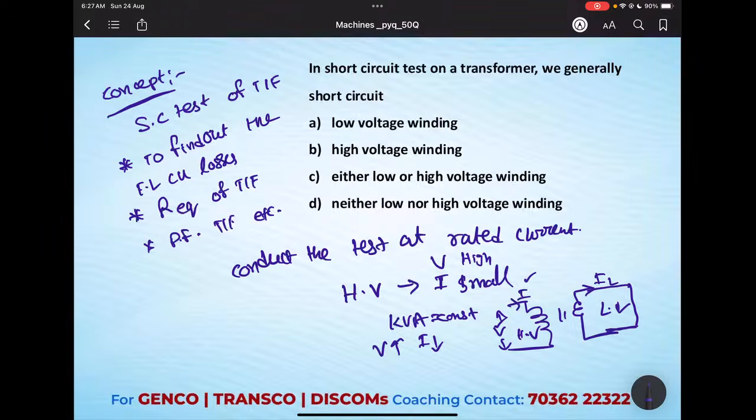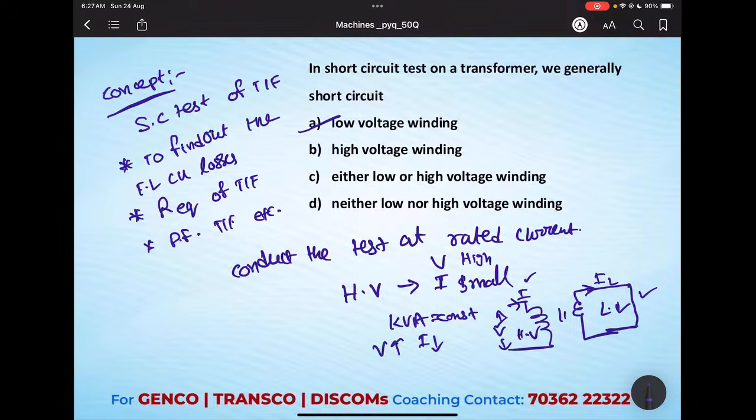We will see the different options given. In short circuit test, we generally short circuit. That means they are asking which side you are going to short. From this we can say it is the low voltage side we are going to short. What is the suitable option? Option A. In short circuit test we are going to short circuit the LV winding.